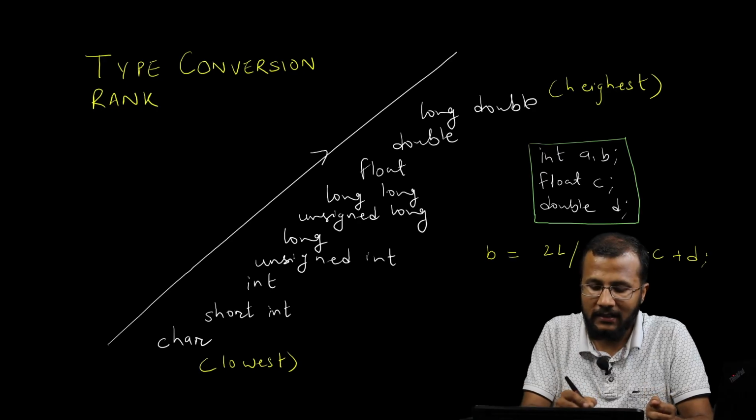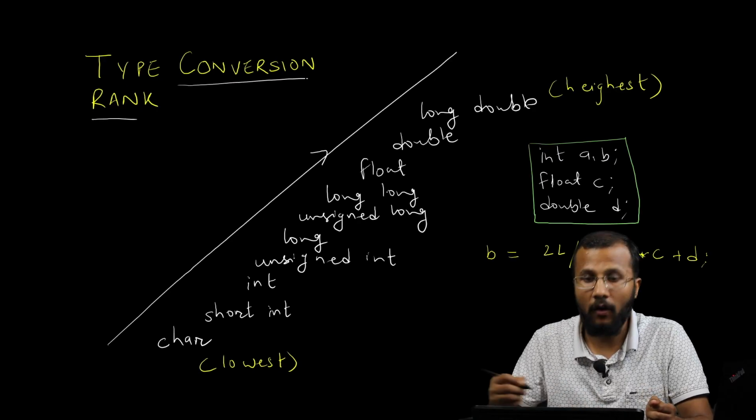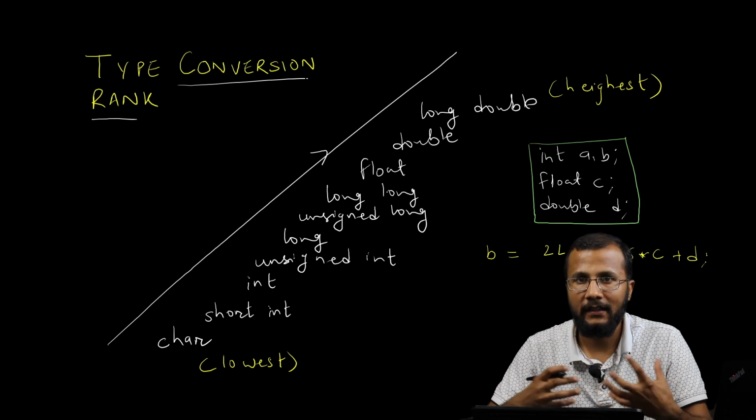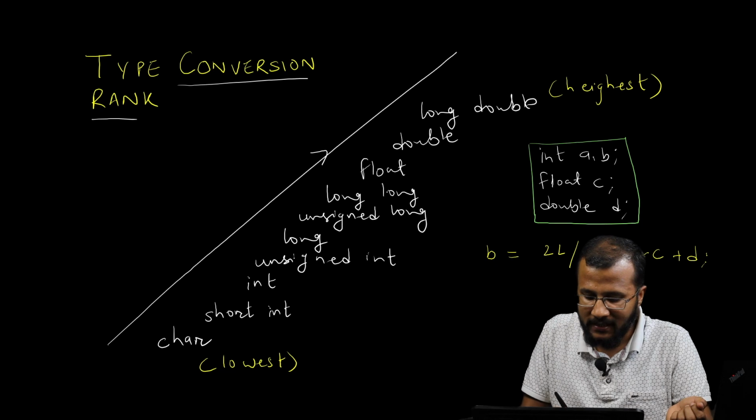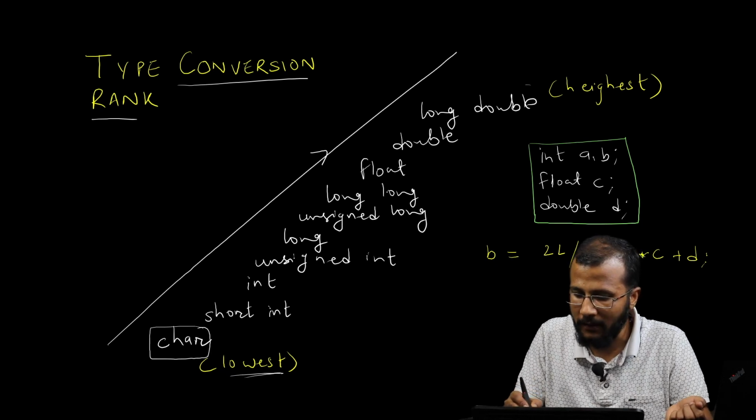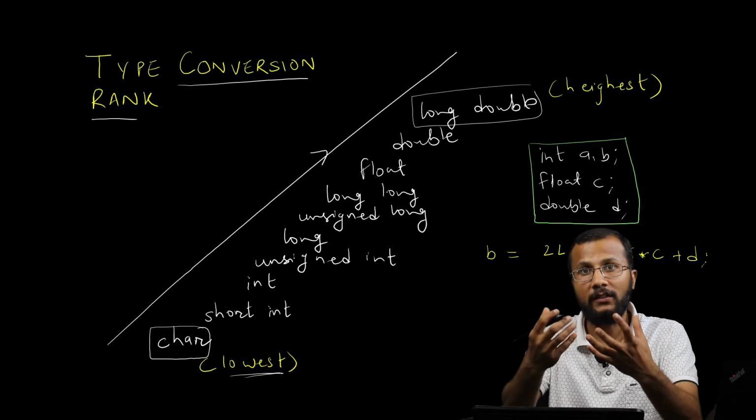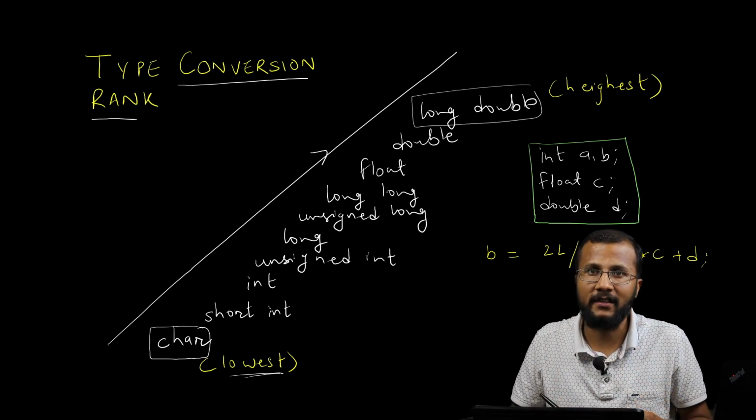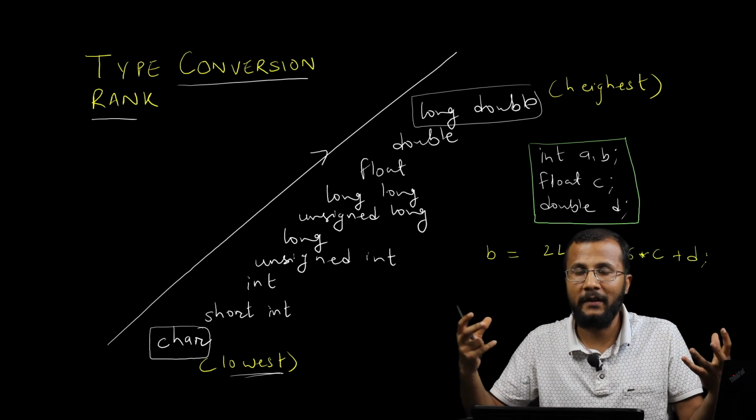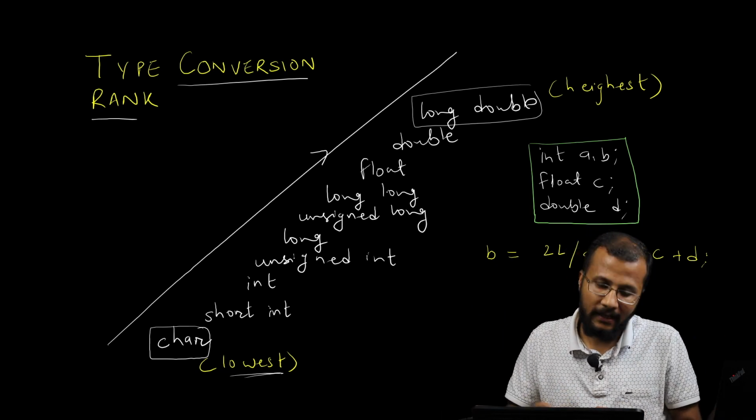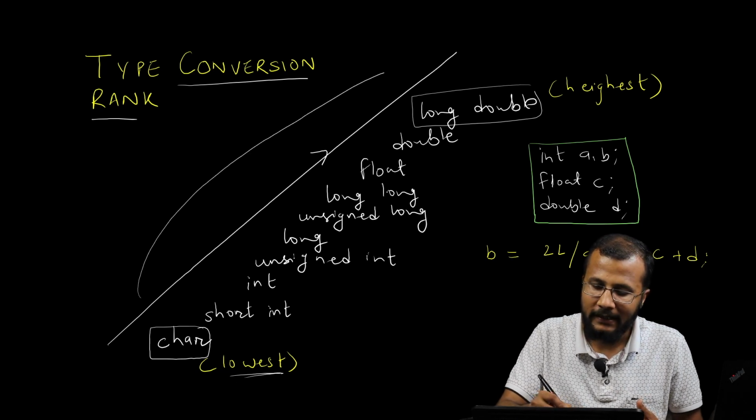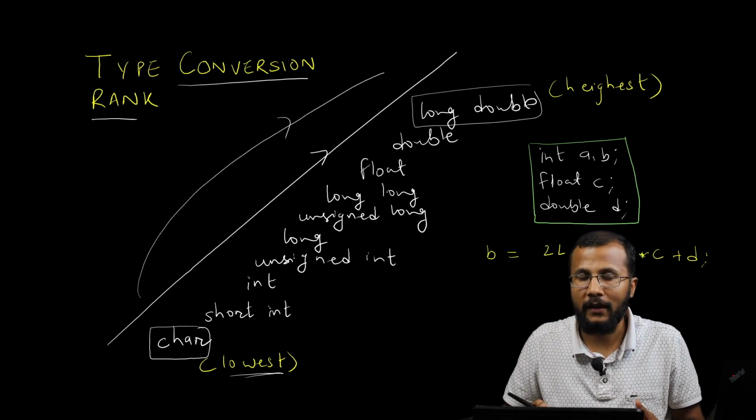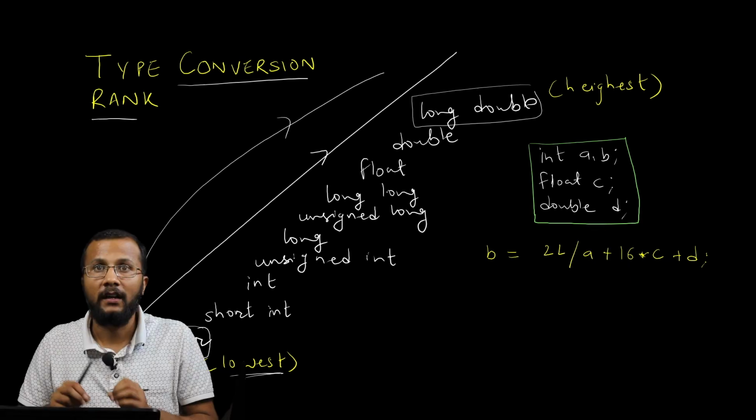Alright, so this is a type conversion rank. This is a rank of data types based on how narrow or how wide the data type is. The narrowest, or the lowest rank, is char, and long double is of the highest rank. So whenever the compiler finds an expression with different combinations of data types, it will make sure that the data type of lower rank will be promoted to the data type of highest rank, according to this particular example.